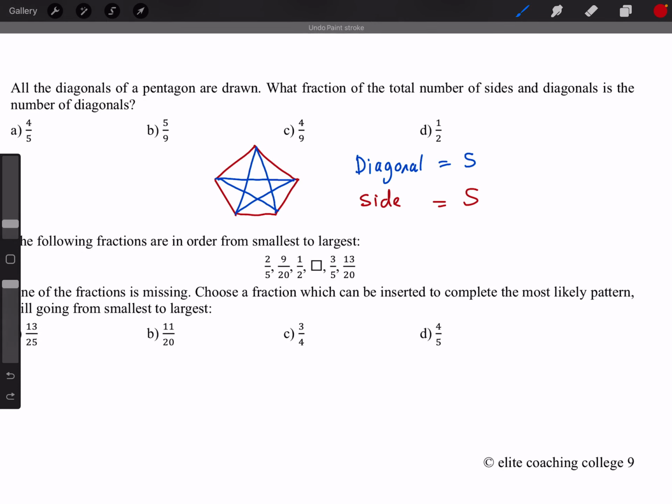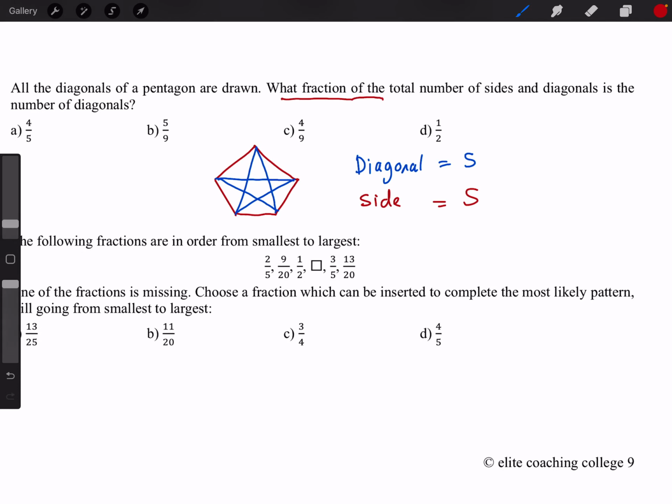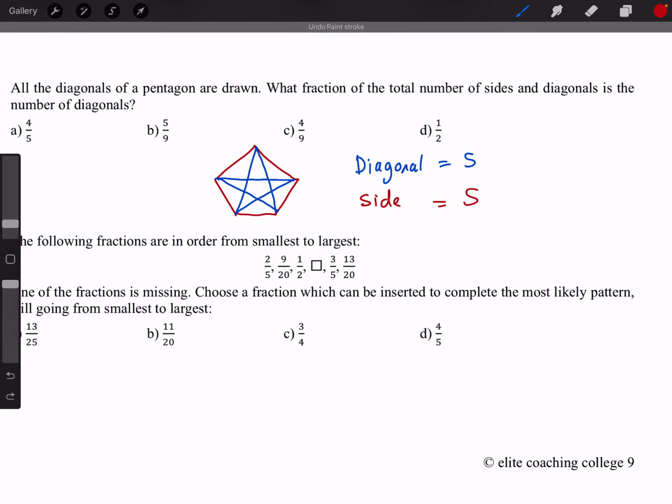It says all the diagonals of the pentagon are drawn. Okay. What fraction of the total number of sides and diagonals? So you see the word of here. Let me just show you something. And then, let me just do it again.